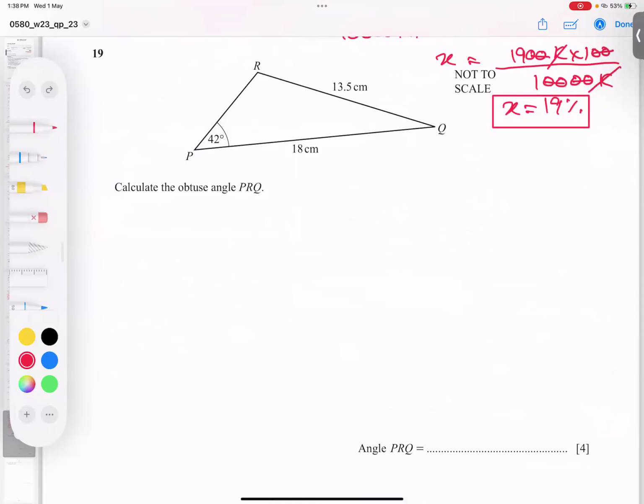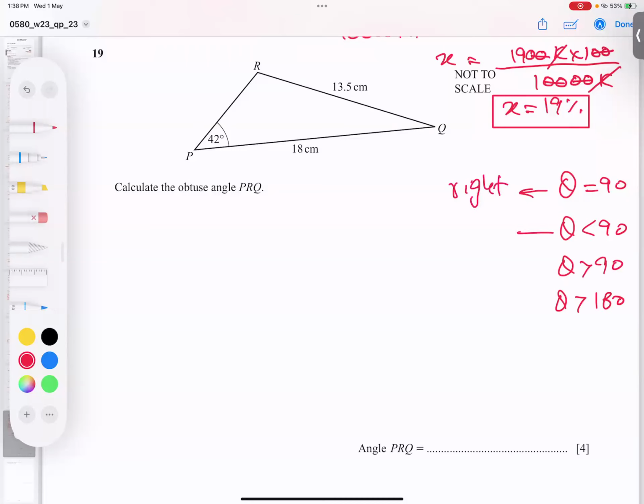Obtuse. This is an interesting 4-mark question. Let me tell you 3 conditions: equal to 90, less than 90, more than 90, and one more, bigger than 180. 4 situations. Exactly equal to 90 is called a right angle. Less than 90 is called acute. More than 90 is obtuse. And more than 180 is reflex. Okay, this is extra knowledge.